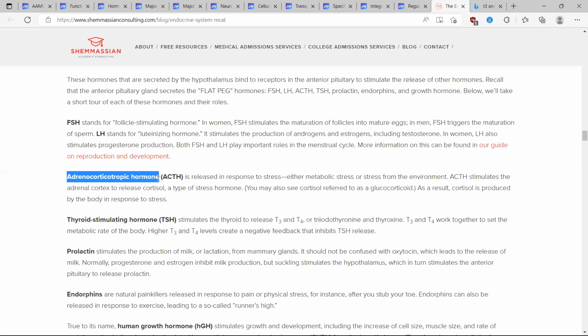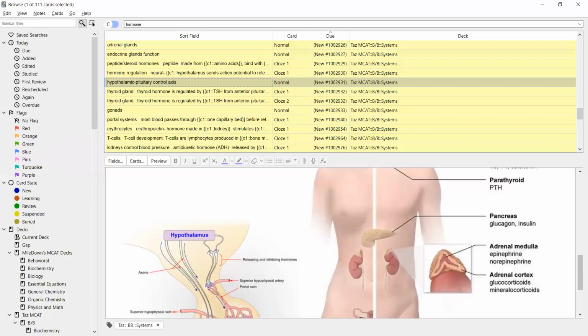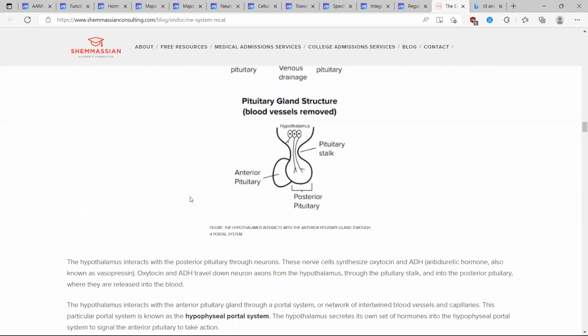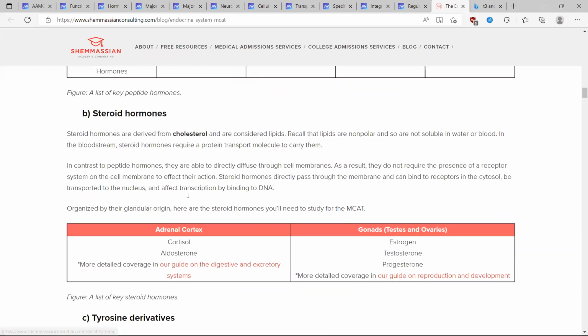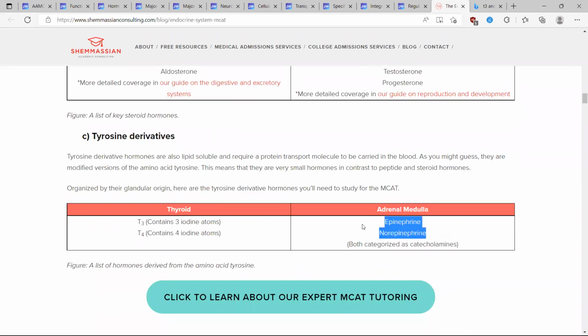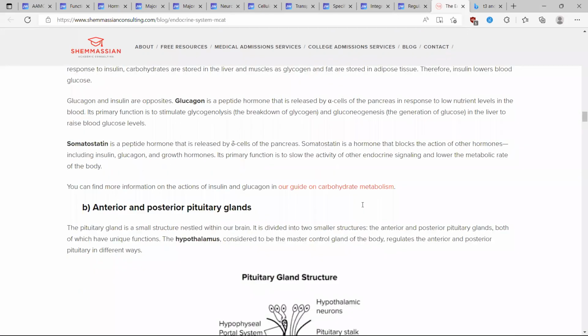Adrenocorticotropic hormone stimulates the adrenal cortex to release cortisol. The cortex releases cortisol. So we'll come back to the adrenal medulla. But this one influences the lighter cells on the outside to release cortisol. And cortisol is a stress hormone, right? Then the other ones, epinephrine and norepinephrine, are tyrosine derivatives. This is a little bit different, right? So this is why it's important to keep track of where everything is and how everything is working.